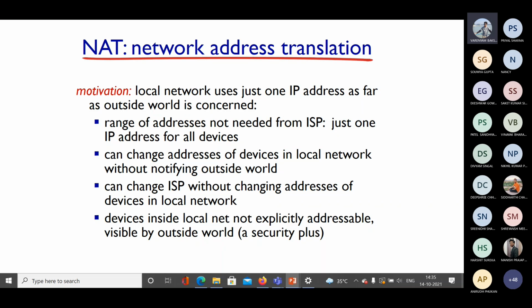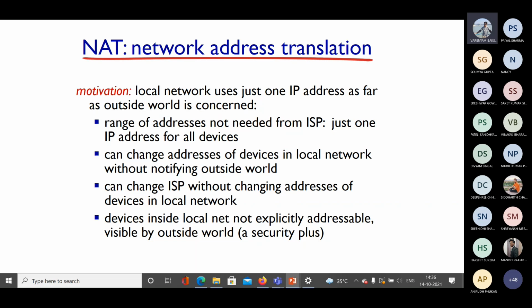Now, what is the other advantage? With the help of NAT, you can change the addresses of devices in your local network without the outside world knowing anything. You can change the ISPs, you can even change the IP addresses inside. Whatever you want to do, you can do in your local network. Because the outside world does not know any of it, for the outside world your organization will simply be defined by the IP address that has been assigned by the ISP.